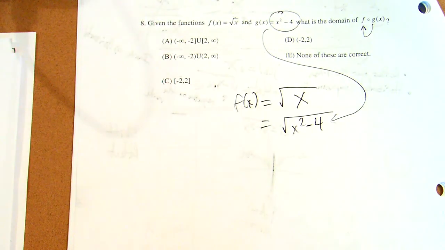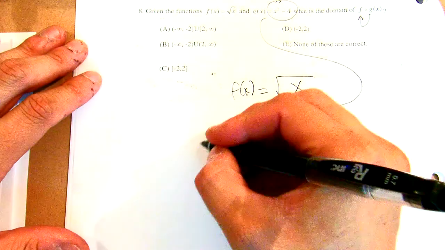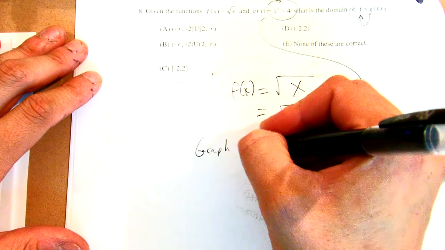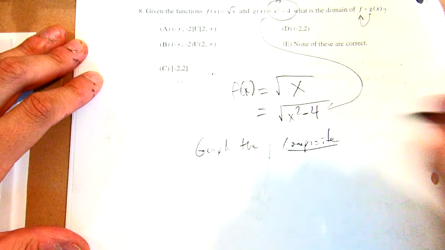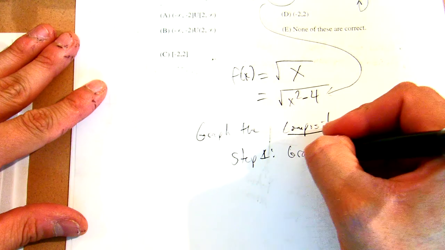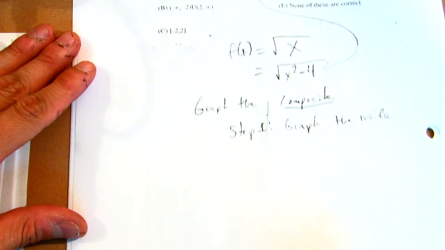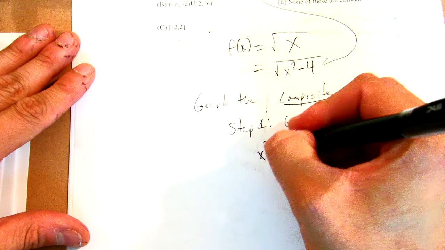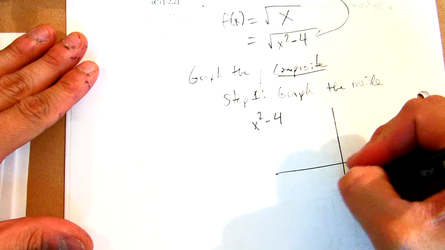So I have a couple of options with this. I can do it algebraically or I can do it graphically. I think the easiest thing is going to be for us to do it graphically here. So we're going to graph this composite. And if you remember the steps for graphing a composite, step 1 is we first graph the inside. The inside is what? X squared minus 4. What is this? This is a quadratic. It's down 4.